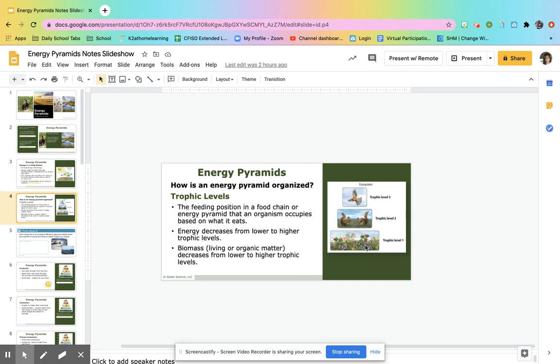So the first level, remember in our lab, we did this. So this will have the most energy, then this one has the second to least energy, and then this one will have the least energy, okay? The biomass, or the living or organic material, decreases from lower to higher trophic levels, okay? So what that basically means is when things start to decompose, then as you go from lower to higher, the trophic levels, you'll end up getting the biomass start to decrease as well.